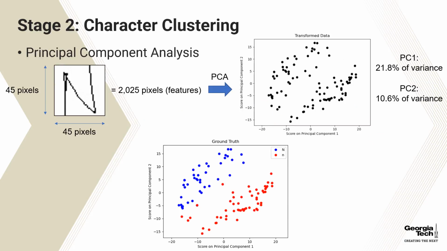Next, we tried using principal component analysis to separate the clusters. This would again reduce the dimensionality of the image from over 2,000 features to just the top few features that represent the highest variance. As you can see from the image on the bottom, PCA does a great job of separating the data visually.